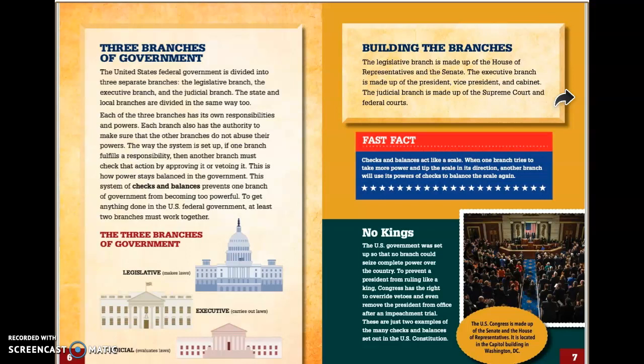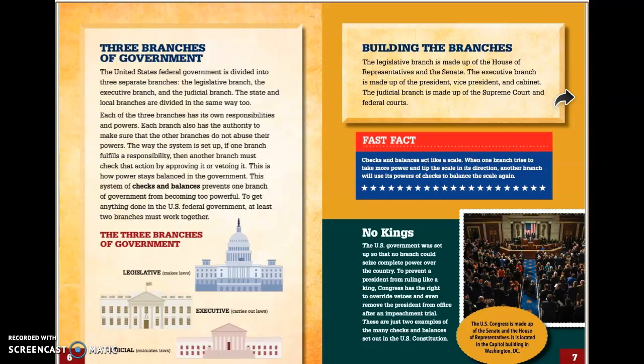Each branch also has the authority to make sure that the other branches do not abuse their powers. The way the system is set up, if one branch fulfills a responsibility, then another branch must check that action by approving it or vetoing it. This is how power stays balanced in the government. This system of checks and balances prevents one branch of government from becoming too powerful.